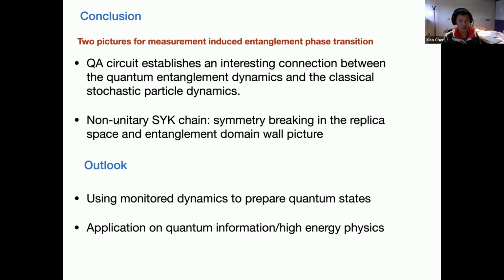And another limit is this large n limit. This is like a mean field theory in some sense. That is, we show that this entanglement phase transition maps to the symmetry breaking phase transition in the replica space. And there's an entanglement domain wall picture. So this measurement induced phase transition has received a lot of attention these days.